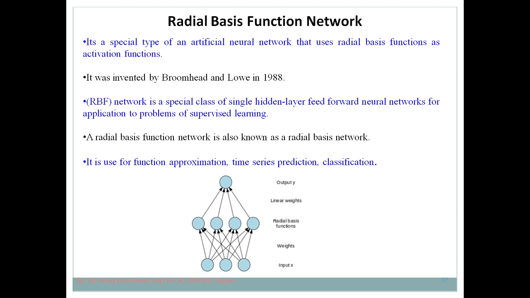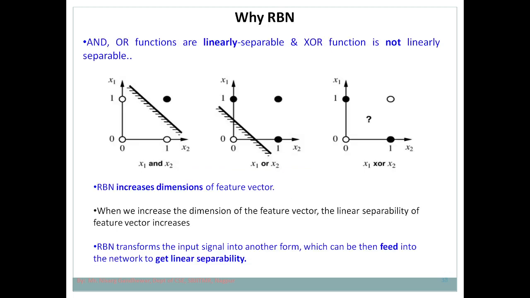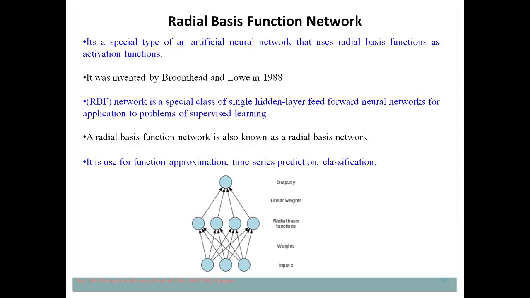That is the role played by the RBN, because we already understand the role of an activation function. It helps to bring in non-linearity. So here the radial basis function plays a very important role in mapping your non-linear, or you can say not linearly separable, data into linearly separable data. That is the important thing. So here you can see RBN is a special class of network, a single hidden layer feed forward neural network for application to problems of supervised learning.